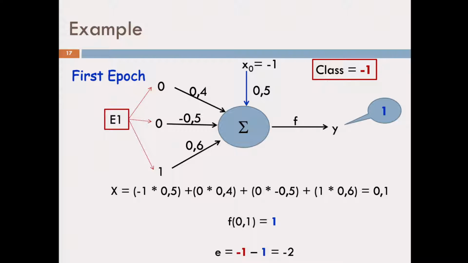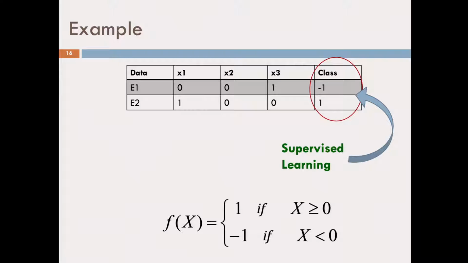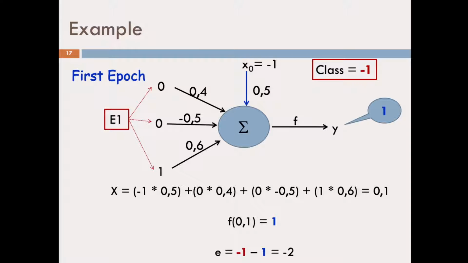So in the first epoch, we are going to get the first instance. Remember the values of the first instance: 0, 0, 1. So 0, 0, 1, and you have a fixed bias of -1 here. It could be 1, but in this case it's -1.